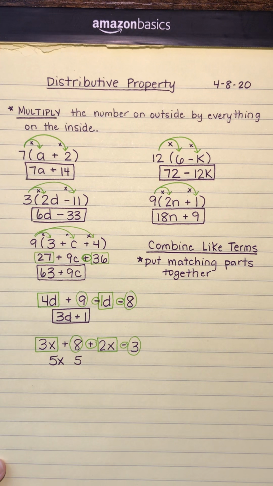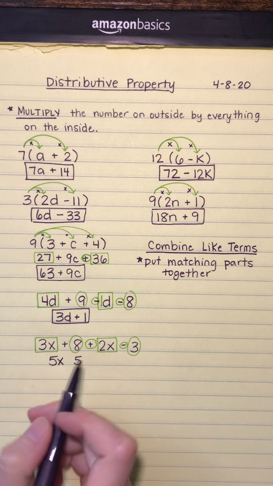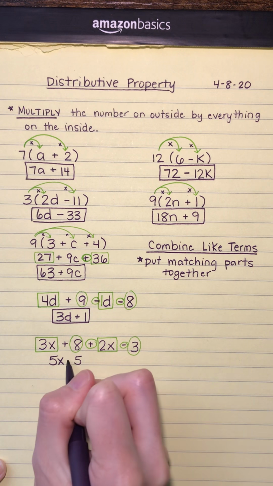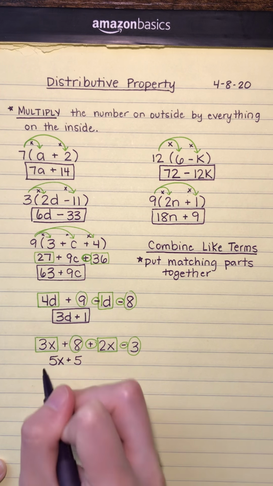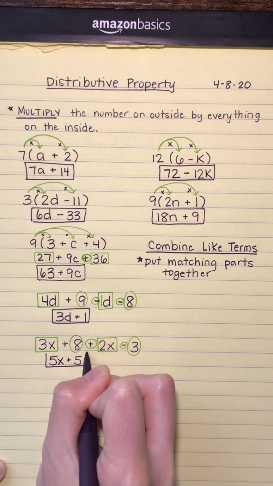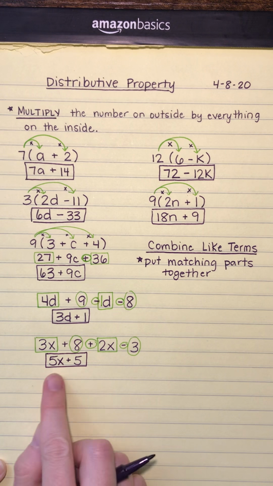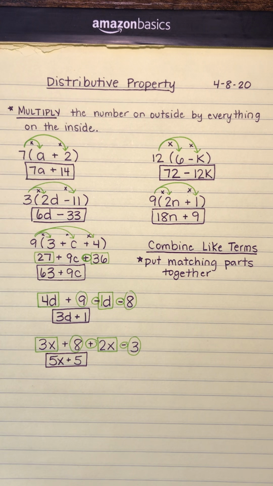And again, I'm looking for which sign in the problem haven't I used yet. I see that I haven't circled that addition sign, so I'm going to put that in between the 5x and the 5. And again, now that I see no other parts that could match, I know I'm done.